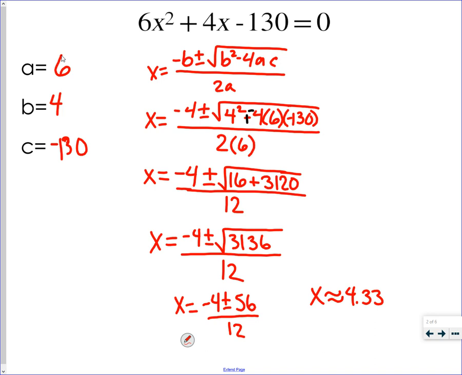Now I want to do this as the subtraction. So negative 4 minus 56 would be negative 60. Negative 60 divided by 12 would be negative 5.